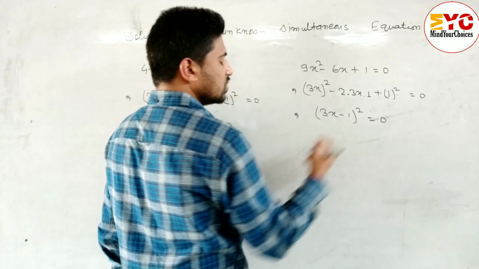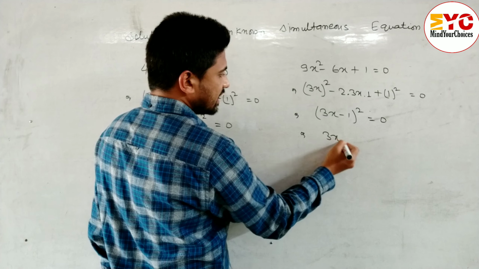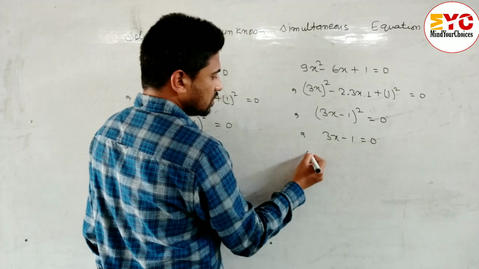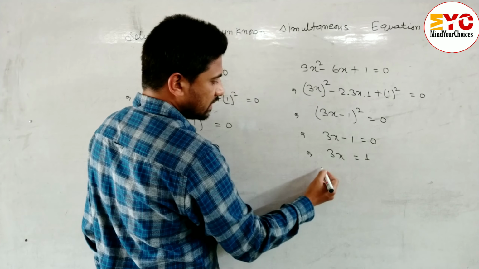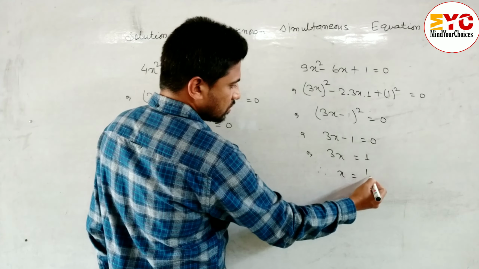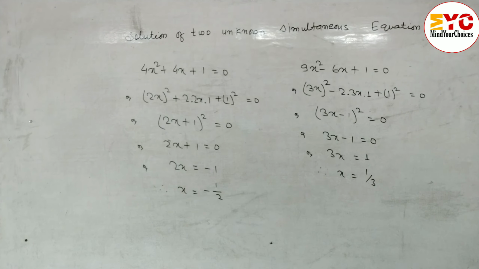The square root of 0 means 0. So we can write 3x minus 1 is equal to 0. Or 3x is equal to 1, as the 1 goes to the other side. Therefore, x is equal to 1 by 3. So the value of x is equal to 1 by 3.